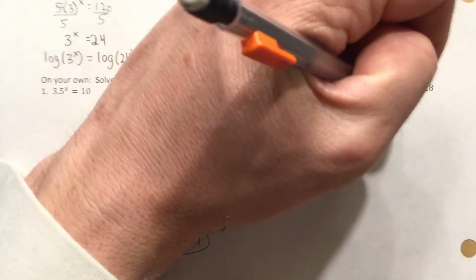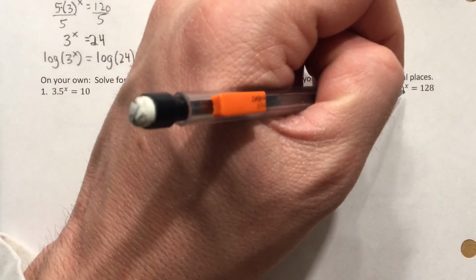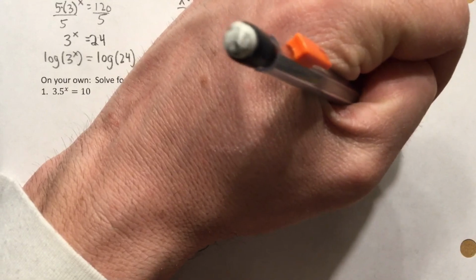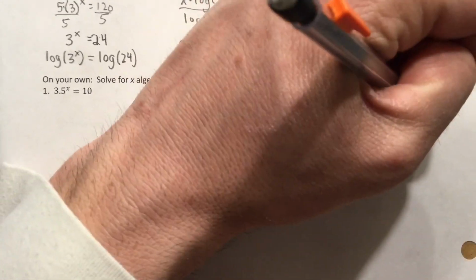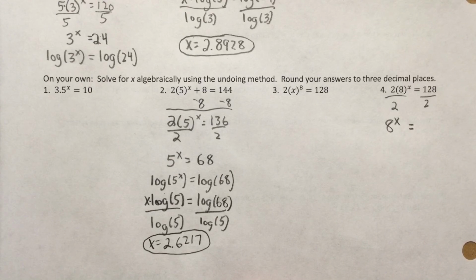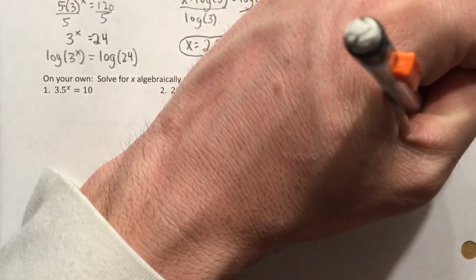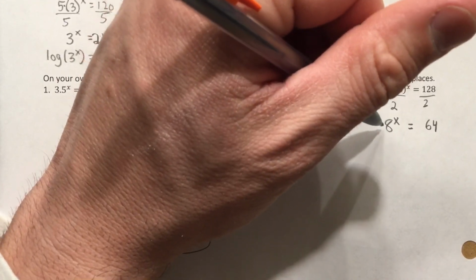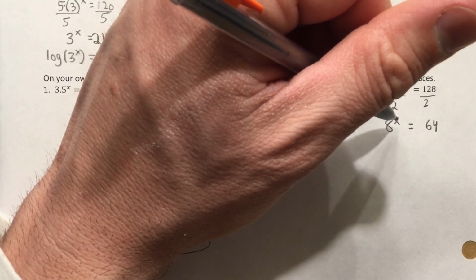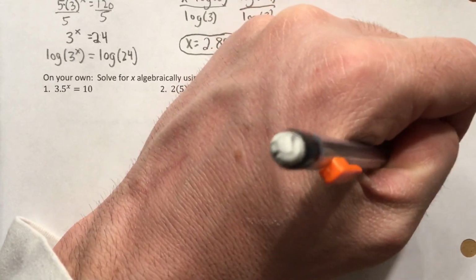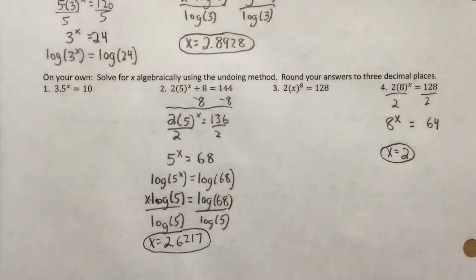And then for number 4, there is no addition subtraction to undo, so I'm going to divide by 2 first. And so that will give me 8 to the x equals 128 divided by 2 is 64. Now, although you could use logs here, this is kind of common sense. 8 to the what power is 64? So here I'm just going to say, all right, that's 2. If you wanted to use logs, you could go ahead and have done that as well.